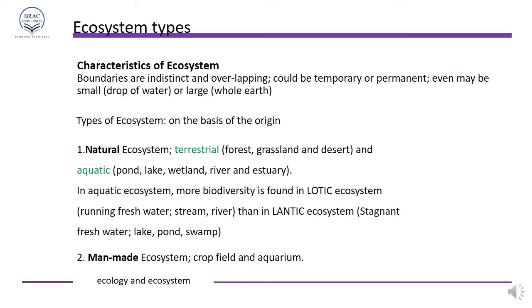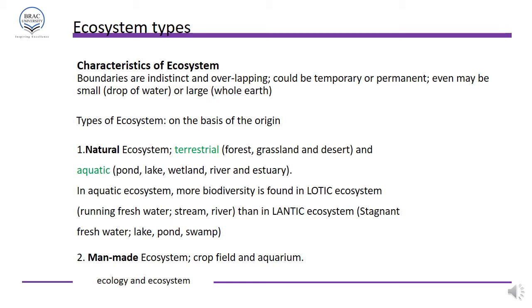Natural ecosystems can be terrestrial or aquatic. Whenever we call it a terrestrial ecosystem, we consider forest, grassland and desert. An aquatic ecosystem is considered as pond, lake, wetland, river and estuary. Within the aquatic ecosystem, it can be classified in two ways.